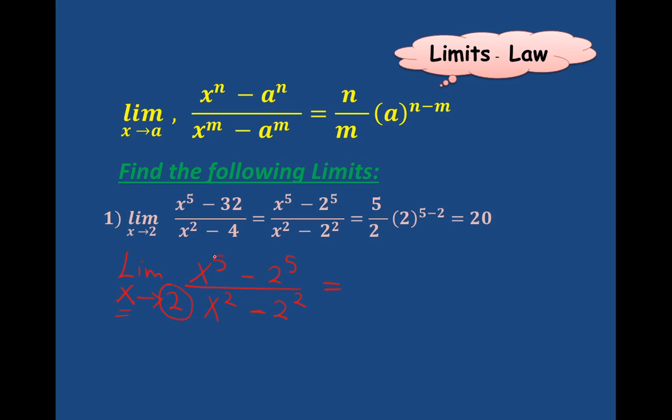Here the limit can be calculated by using the law n over m multiplied by a power n minus m: 5 over 2 multiplied by the given value of a, which equals 2, so 2 power 5 minus 2. Then the limit equals 20.